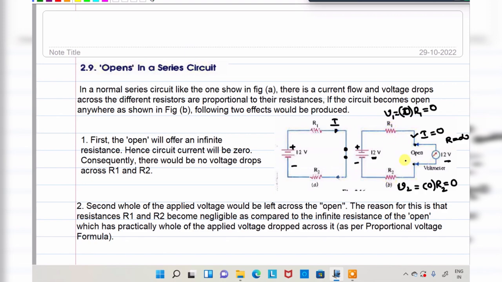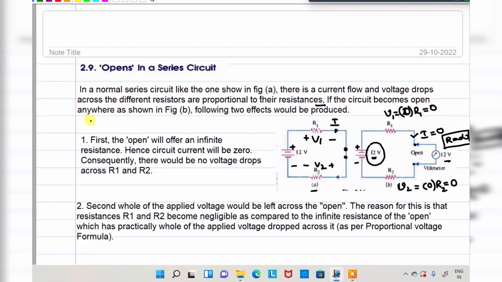Because the drop here is 0, whatever voltage you connect, the same voltage appears across the open circuit terminals. So here resistance is infinity in the open circuit. Total entire open circuit voltage is 12 volts. All of you clear? Just look at these points one by one. In a normal series circuit, like the figure here, current flows and the voltage drops across the different resistors are proportional to their resistances. Here voltage drop E1, here voltage drop V2. According to their resistance values, the voltage drop will appear.